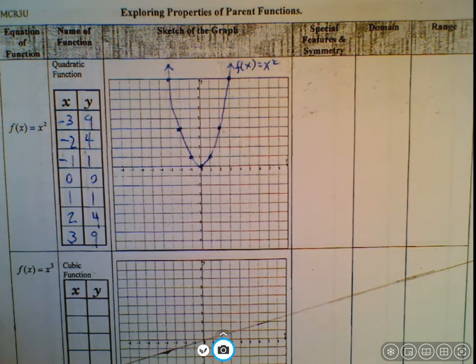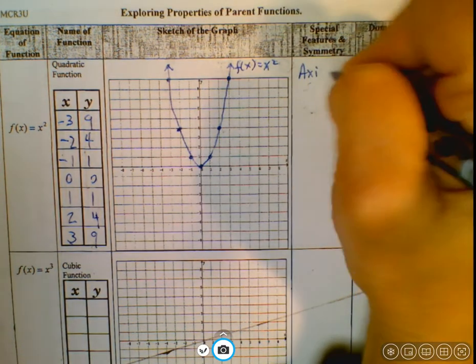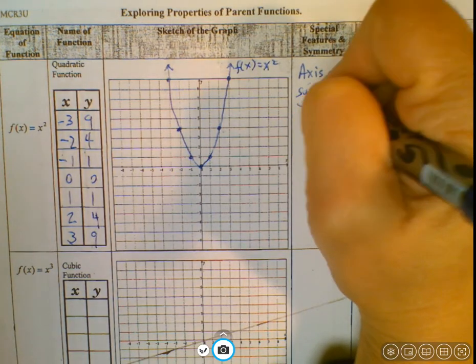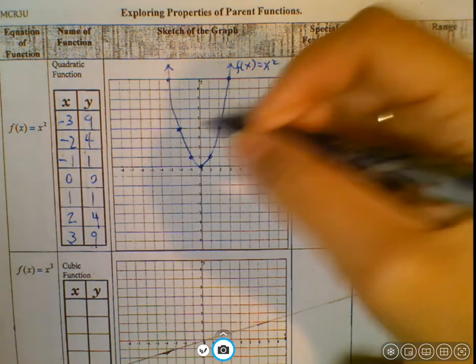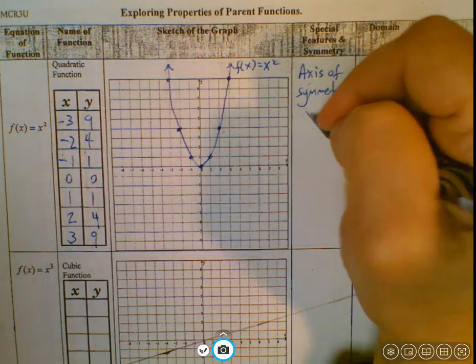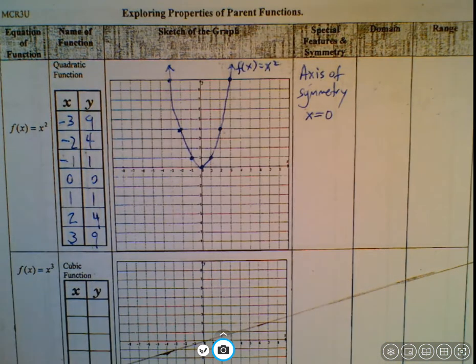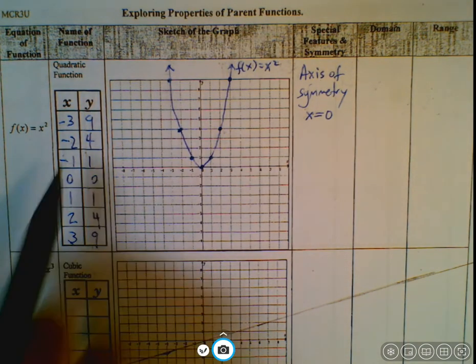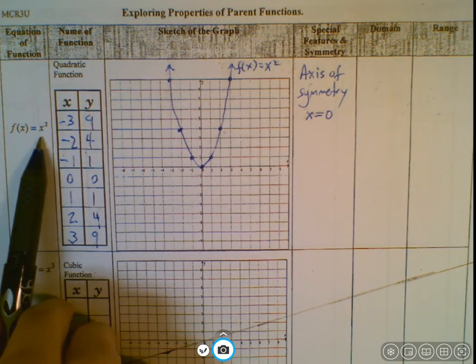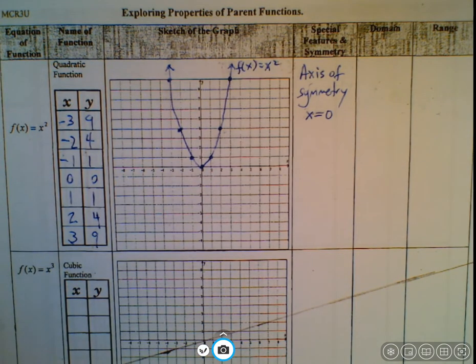Okay, next column, what are some special features, symmetry? Well, certainly it has symmetry. Every quadratic function has an axis of symmetry. The axis of symmetry of this one is the y-axis, which is the line x equals 0. Once we start transforming the parabolas and moving them around, the axis of symmetry will not be x equals 0, obviously, but for the parent function, it is, right? Parent function is just your plain old basic vanilla function with no transformations done to it.